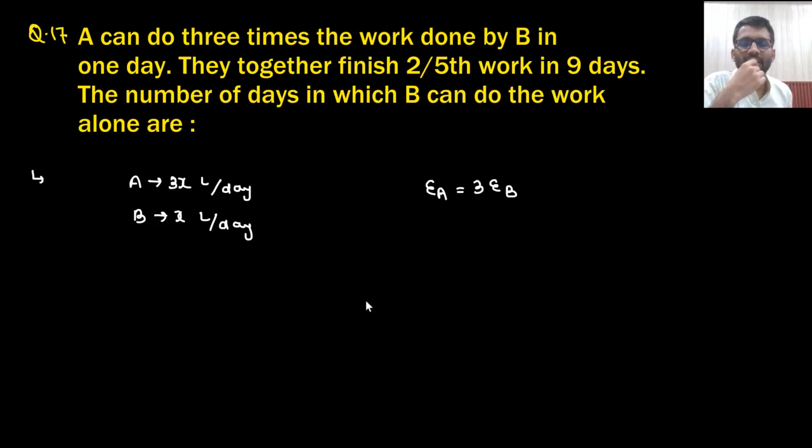They together finished 2/5 of the work in 9 days. That means A plus B working together complete only 2/5 of the work in 9 days. That means this would have been the complete work, right?